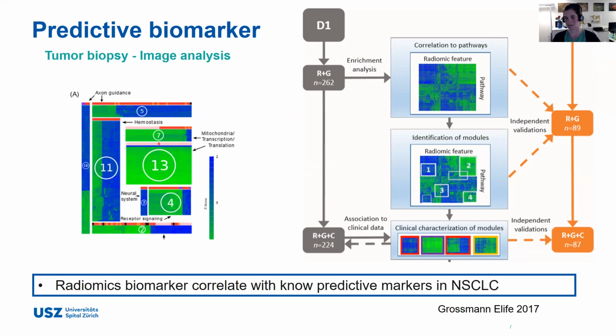Interestingly, this study was not only developing hypotheses, but it also validated them on a second independent data set. And not only the last step was validated, but each of these steps was validated in an independent set. And they could show that radiomics biomarkers can really correlate to known predictive markers in non-small cell lung cancer.